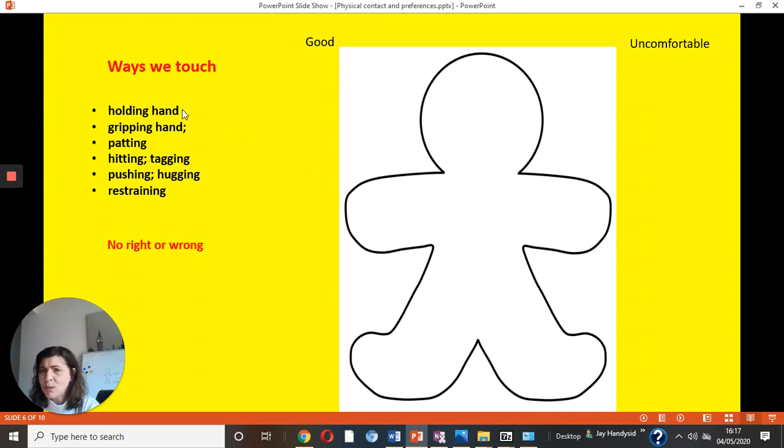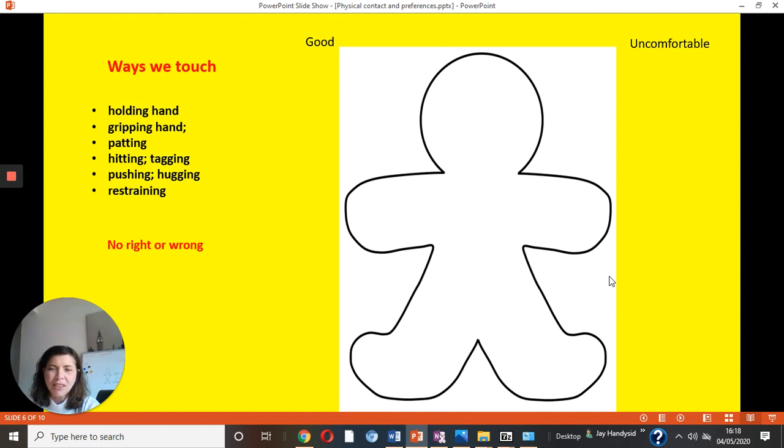So for instance, holding hands. Now Mrs. Lang likes to hold hands, so I can write my holding hands here. Okay? Hissing. I don't like hissing. That makes me feel really uncomfortable. Some people don't even like you sitting too close to them.